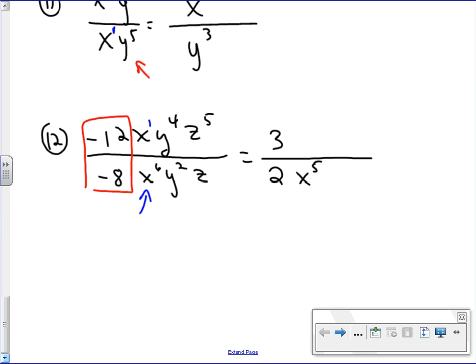Look at your y's. Where are there more y's? And the answer is in the numerator. How many more are there? There's 2 more. 4 minus 2 is 2, so y squared. And then look at your z's. Where are there more z's? Also in the numerator. How many more? 4 more. 5 minus 1 is 4. So we're going to get z to the 4th. And there's your final answer. You can't combine the x's and the y's and the z's. They have to have the same base in order for you to combine them.